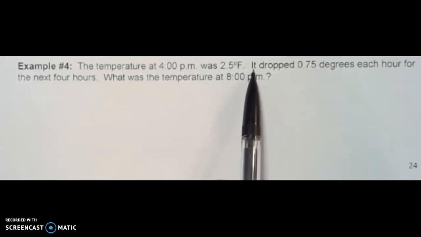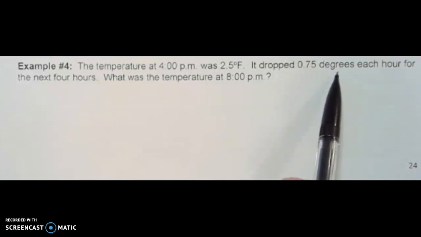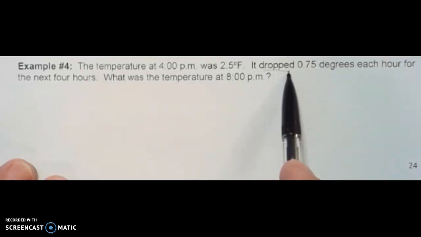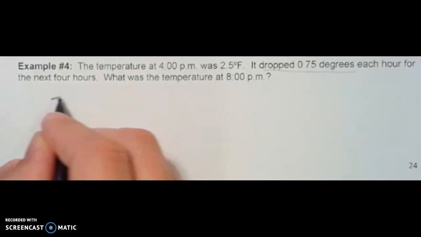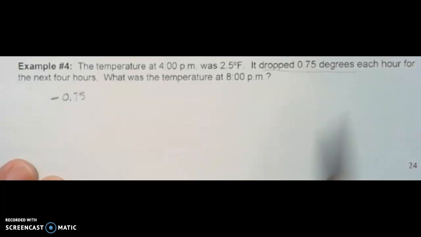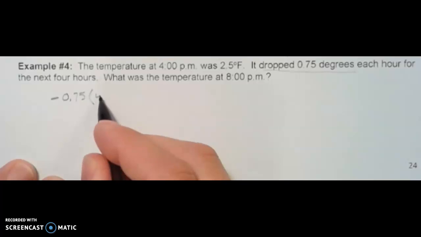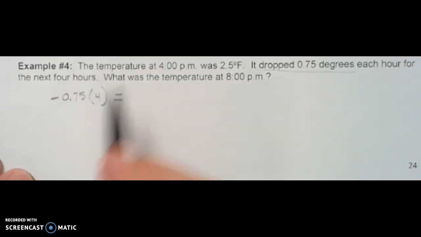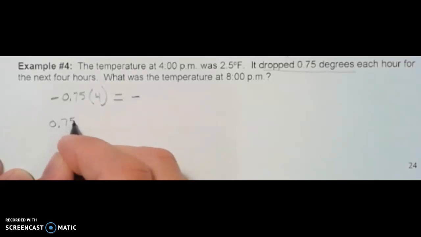So this sentence right here says that the temperature drops 0.75 degrees each hour for the next 4 hours. Okay, since the temperature is dropping 0.75 degrees, we're going to use a negative number to represent that. Negative 0.75. All right, and it happened each hour for 4 hours. So that means I can multiply this number by 4, which is the number of hours. So let's see if we can figure out how much that is going to be. I know a negative times a positive is a negative number. And now let's just do 0.75 times 4.